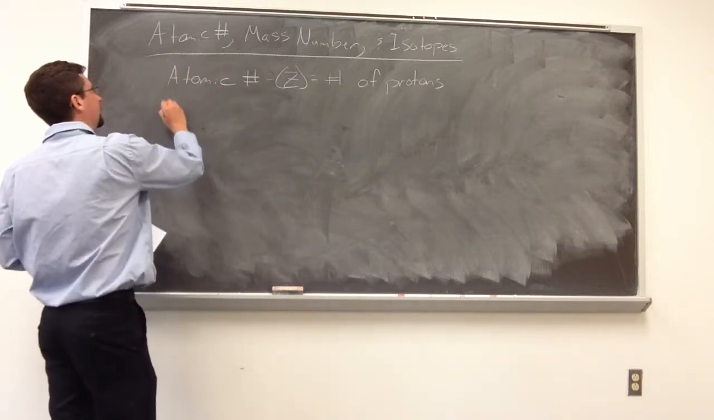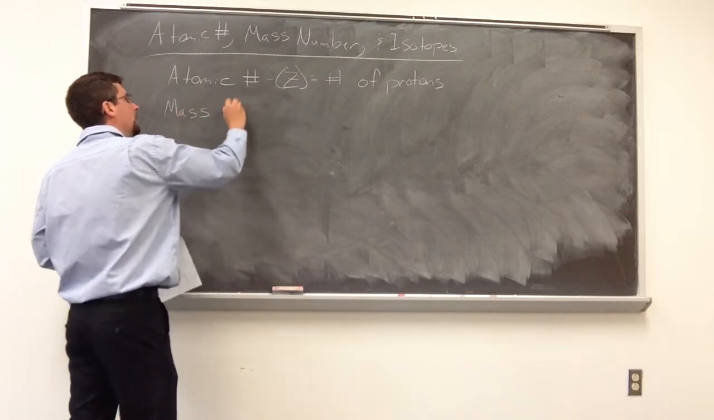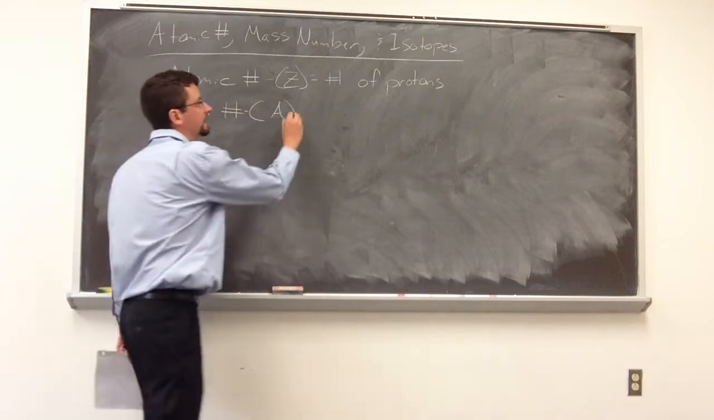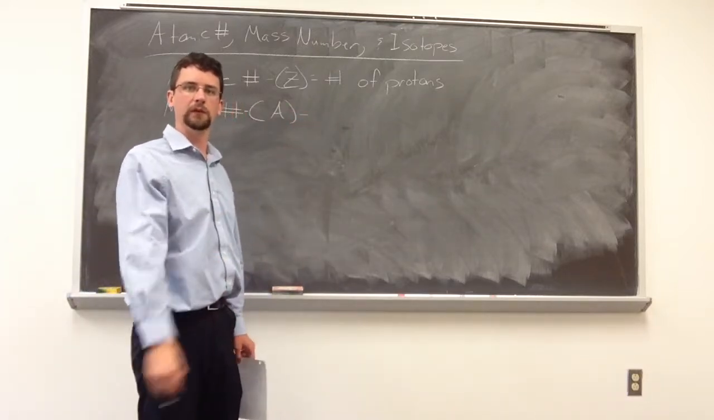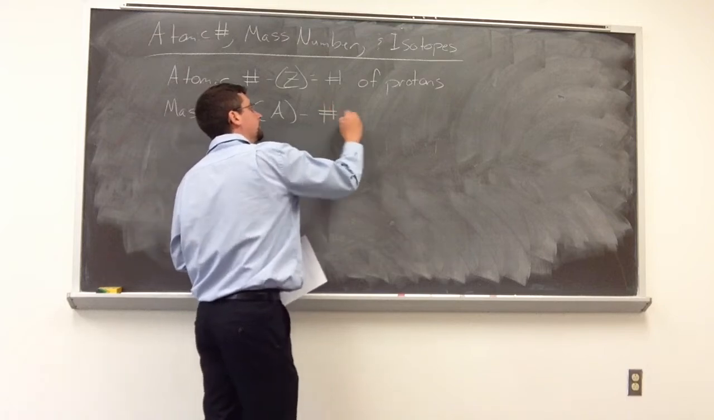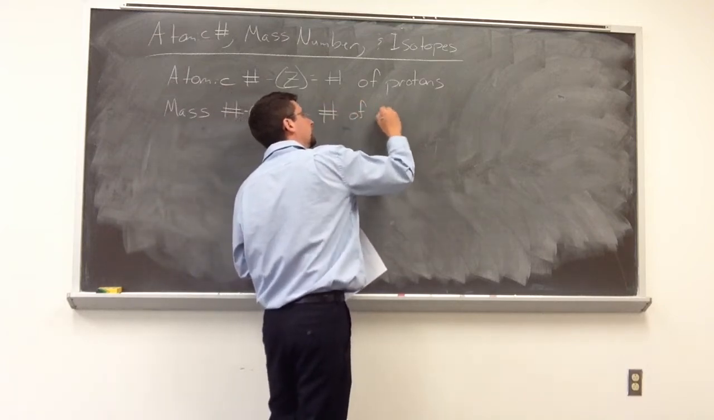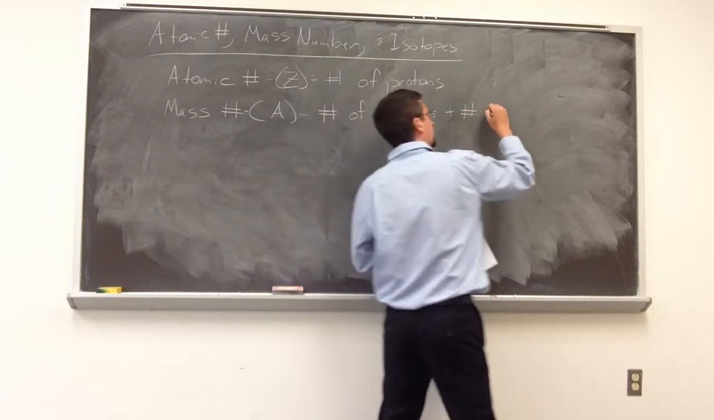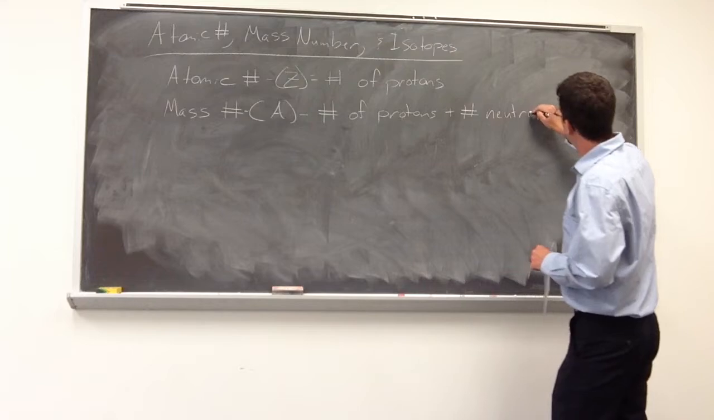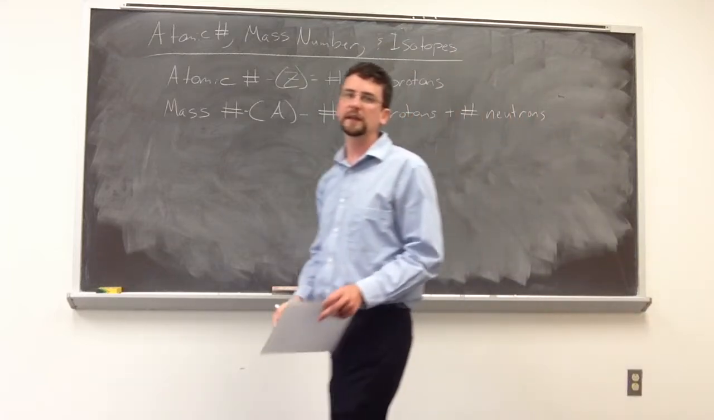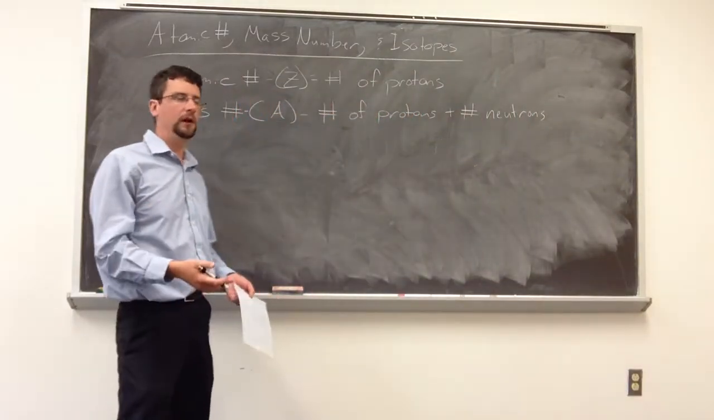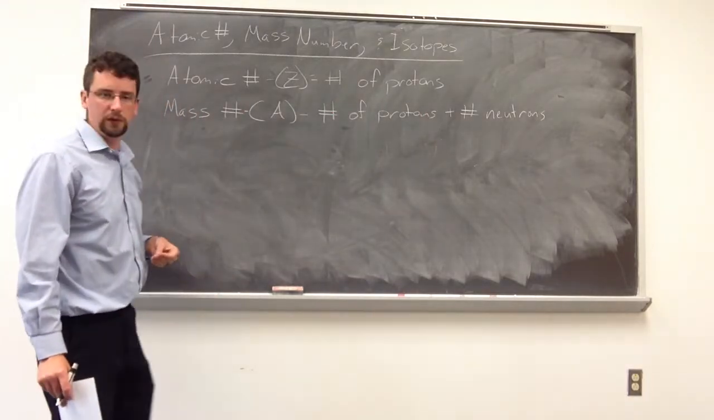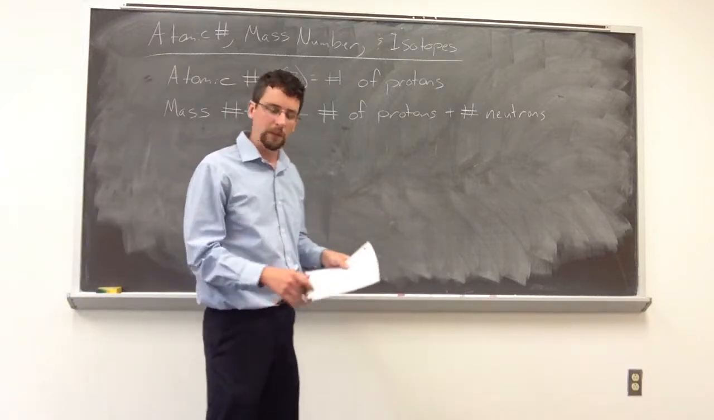The mass number is another important point. We're going to give that the symbol A. And what this is, it's the number of protons plus the number of neutrons, essentially. We don't incorporate the electrons in here because the electron's mass is so much smaller by several factors compared to the mass of the proton or the neutrons. So we just leave them out for now.